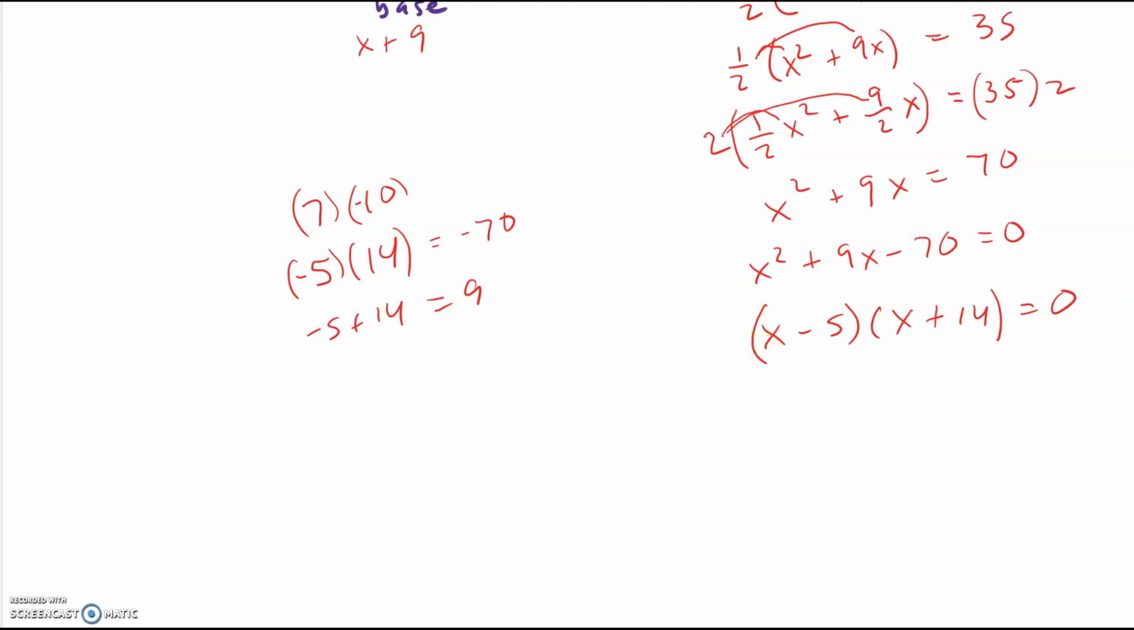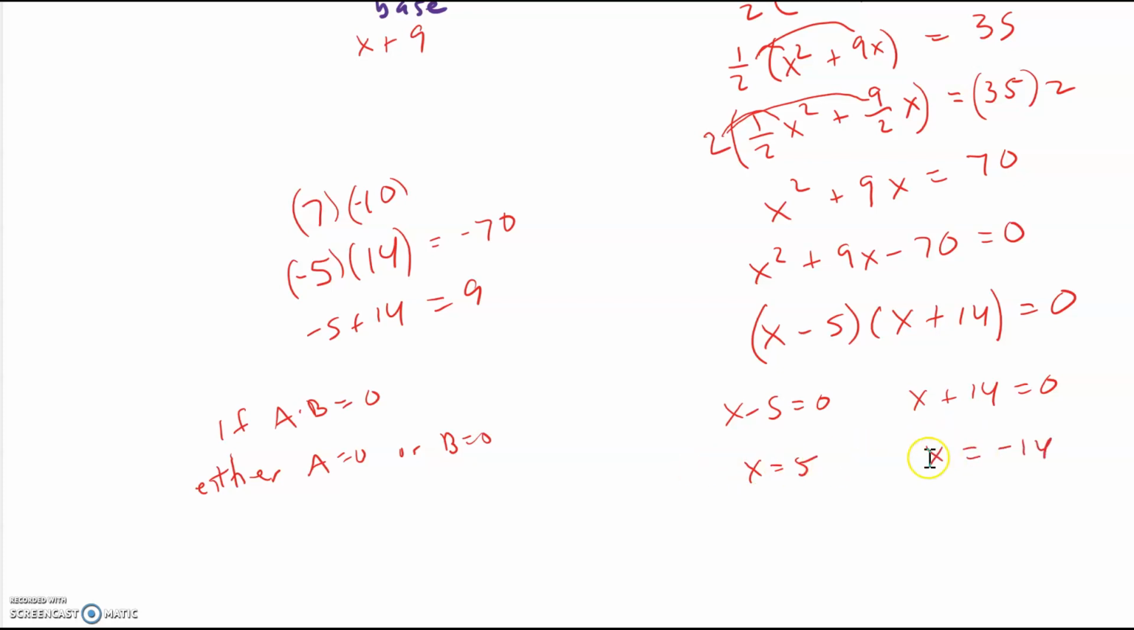Now I can use that rule from algebra that says if a times b equals 0, then either a equals 0 or b equals 0. It's just a natural fact. Anytime you multiply two things and you get 0 for the answer, then one of those factors must be 0. So I can say either x minus 5 equals 0 or x plus 14 equals 0. At this point, you can solve this in your head. 5 minus 5 is 0, so x can be 5, or x is negative 14.